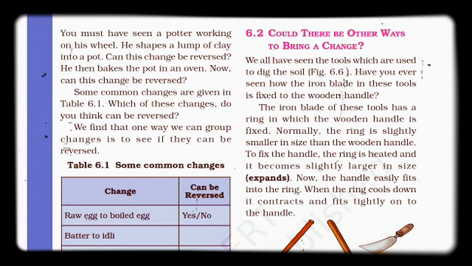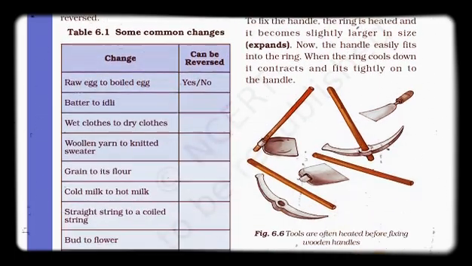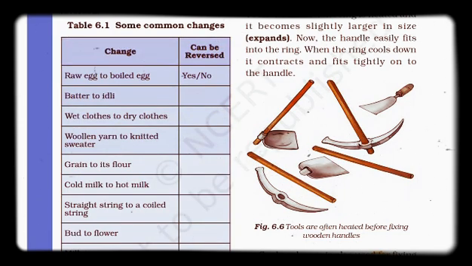Some common changes are given in table 6.1. Which of these changes do you think can be reversed? We find that one way we can group changes is to see if they can be reversed. Some common changes: raw egg to boiled egg, can be reversed? Yes, no.